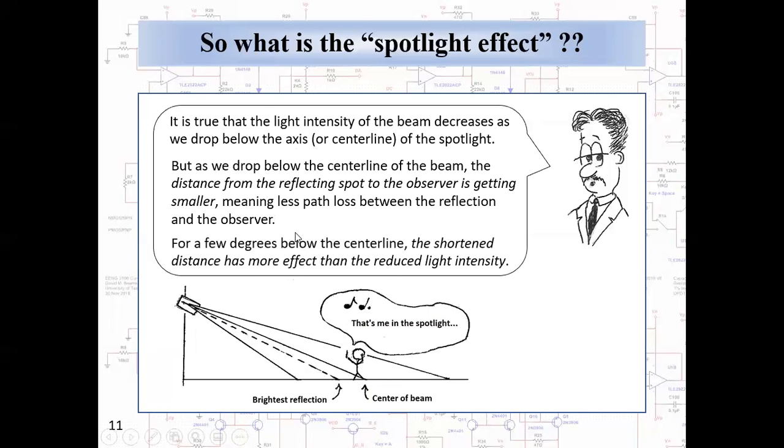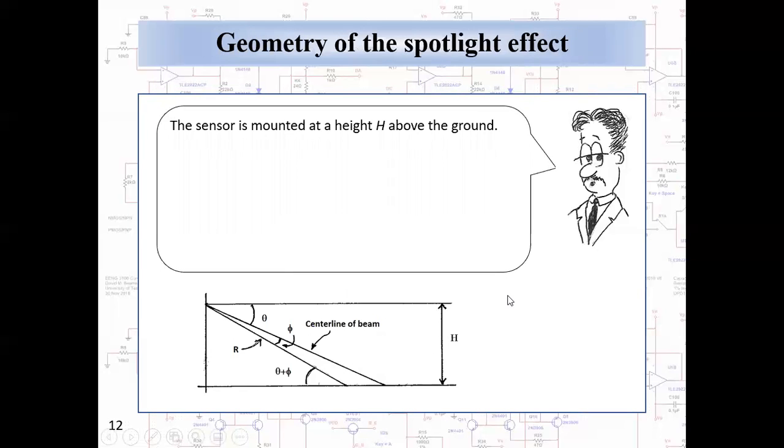For a few degrees below the center line, the shortened distance has greater effect than the reduced light intensity. So let's look closer at the geometry. The sensor is mounted at a height h above ground. The physical mounting angle of the sensor is theta.